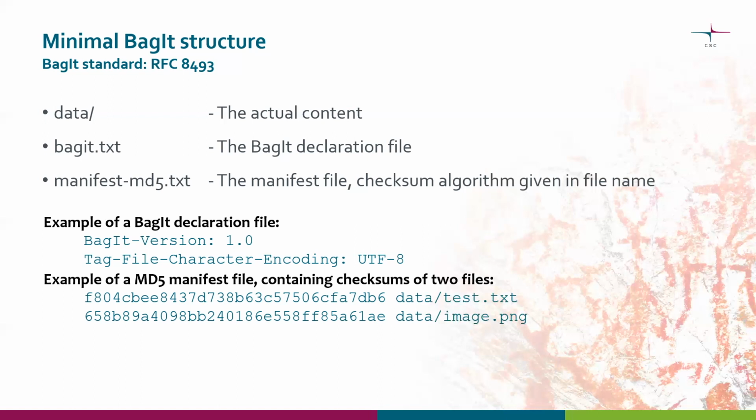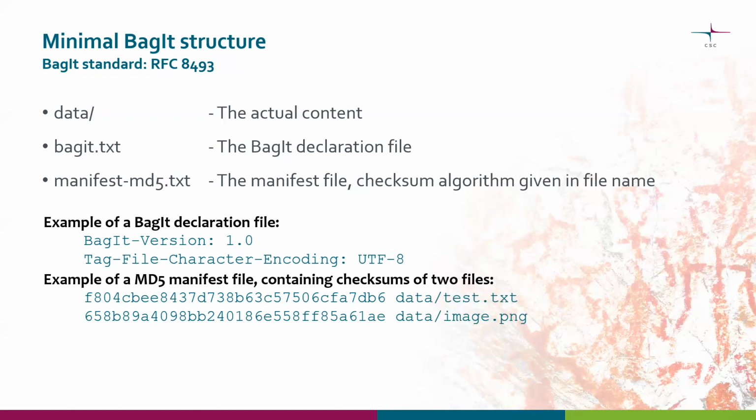Minimal packet format defines a declaration file named packet.txt, a manifest file, and a directory named data for the actual content. At minimum, the declaration file contains the version of the packet format used and the character encoding of the manifest file. The checksum algorithm is added to the name of the manifest file. So if it contains checksums created with MD5 algorithm, the name of the file would be manifest-md5.txt.